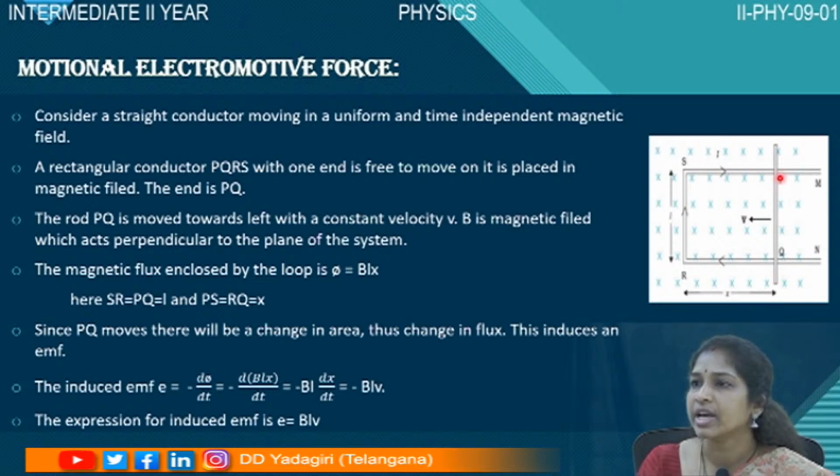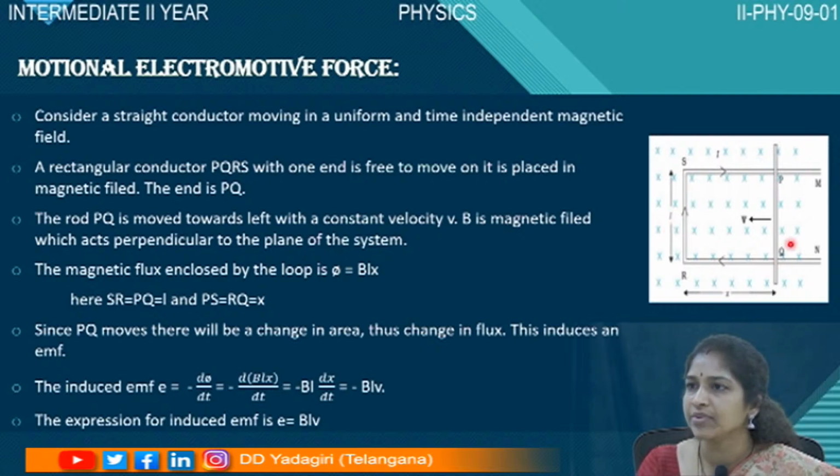Okay, so this end PQ is movable. It is not fixed in this rectangular conductor, so it can be moved in the magnetic field. That is what we have taken. So here, there is a rectangular conductor PQRS of length x and breadth L. The area of this rectangular conductor, I can say, is L into x, because area of a rectangle is length into breadth, so x into L or L into x.